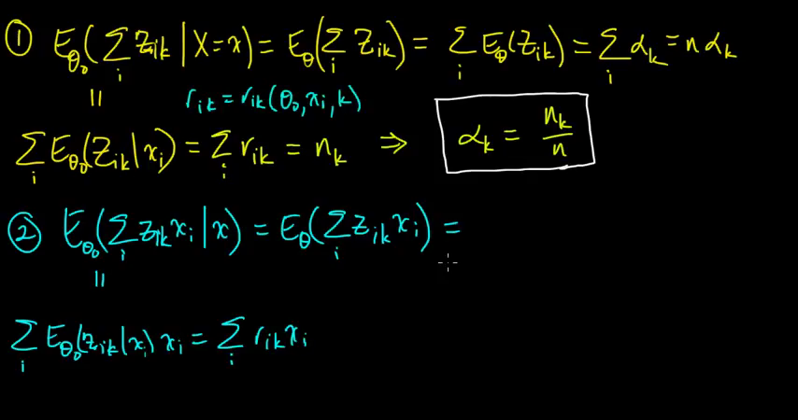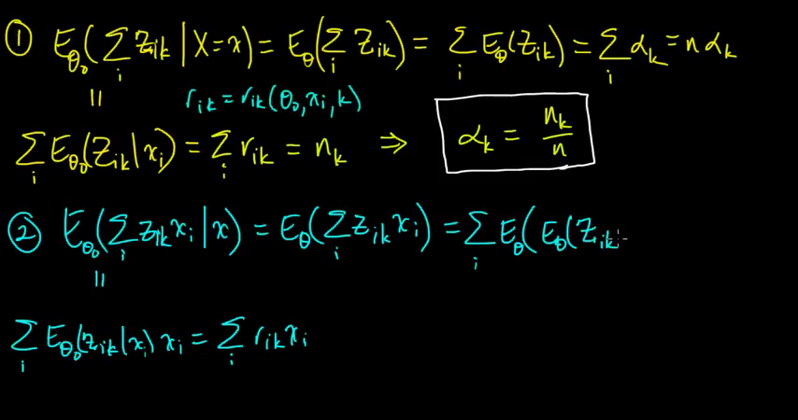Okay, now this one's a little bit more complicated because we're taking the expectation over both x and z. But it's not too bad. We can do it. So we'll move the expectation through, and we can use the law of iterated expectations, sometimes they call it. The expected value equals the expected value of the conditional expectation.